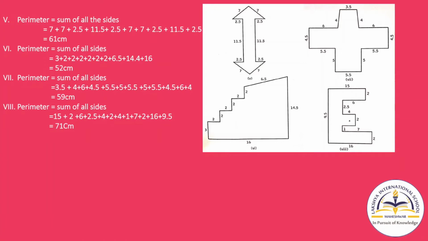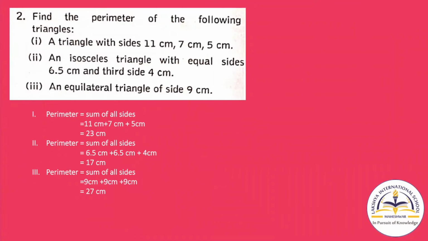Now we will see the fifth figure, that is 7 plus 7 plus 2.5 plus 11.5 plus 2.5 plus 7 plus 7 plus 2.5 plus 11.5. Now we have to add all the values, and whatever the answer is will be the perimeter of the particular figure, that is 61 centimeter. Now likewise you have to find the perimeter for the next three figures.